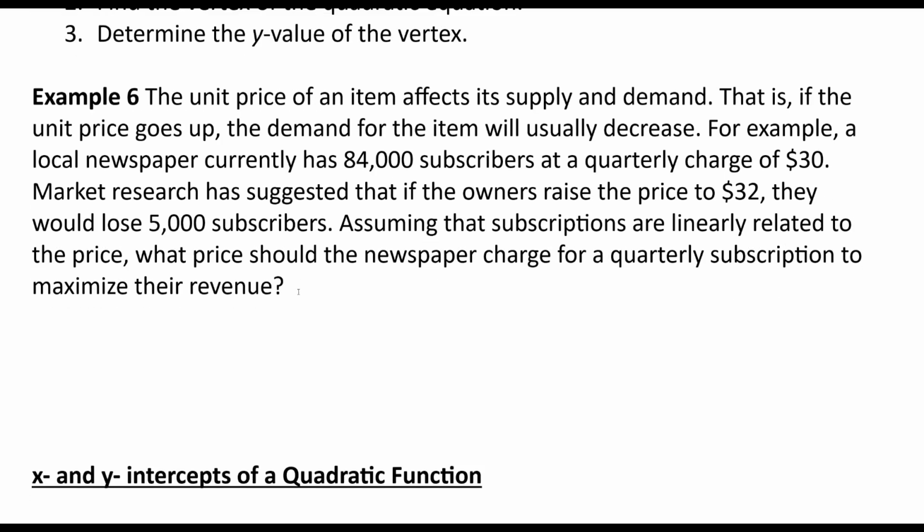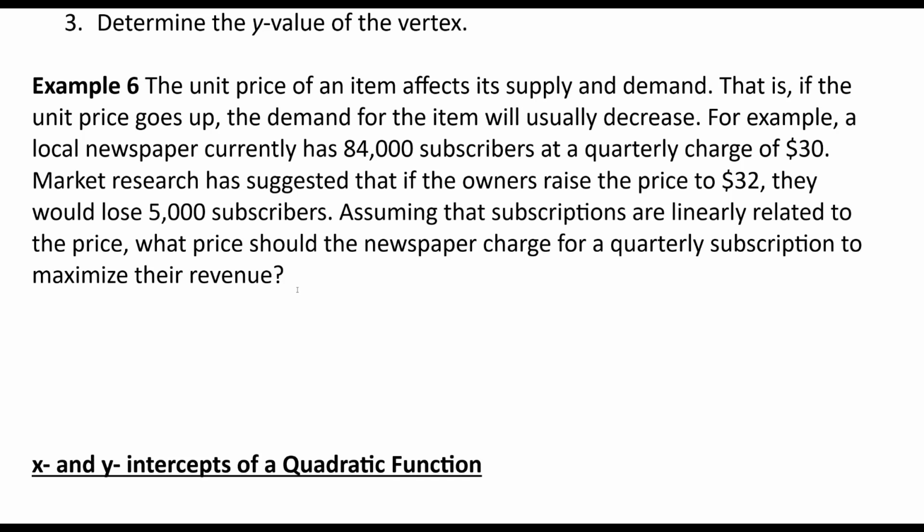Okay. Find the unit price of an item. The unit price of the item affects its supply and demand. That is, if the unit price goes up, the demand for the item will usually decrease. For example, a local newspaper currently has 84,000 subscribers at a quarterly charge of $30. Market research has suggested that if the owners raise the price to $32, they'll lose 5,000. So that means it'll be at 79,000.